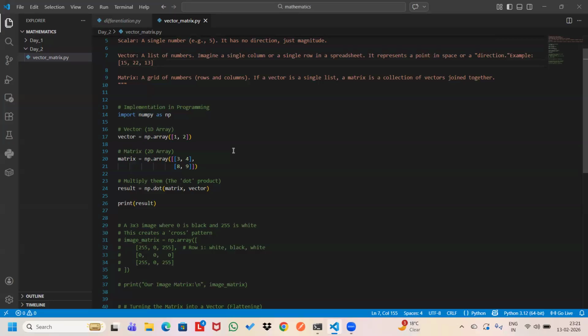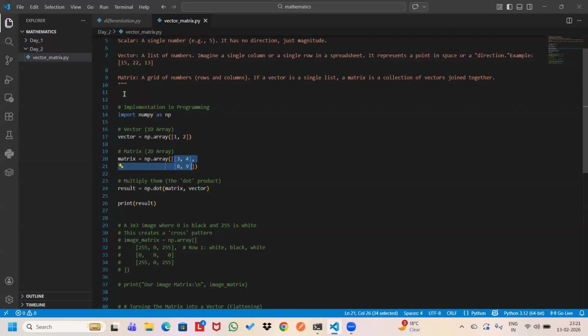If you have a teeny grayscale image that is 2 cross 2, that is a 2 dimension pixel grid, it would be something like this. It will be the first vector and the second vector, and combined, you can say it is a matrix. So it will be a 2 cross 2 pixel image. That means there will be 4 numbers.